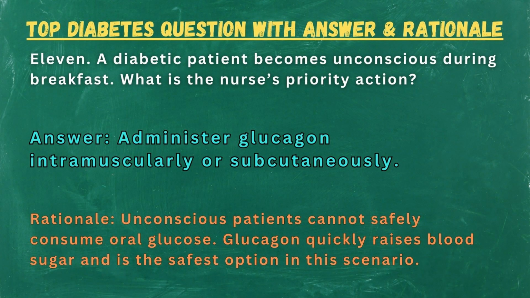11. A diabetic patient becomes unconscious during breakfast. What is the nurse's priority action? Answer. Administer glucagon intramuscularly or subcutaneously. Rationale. Unconscious patients cannot safely consume oral glucose. Glucagon quickly raises blood sugar and is the safest option in this scenario.